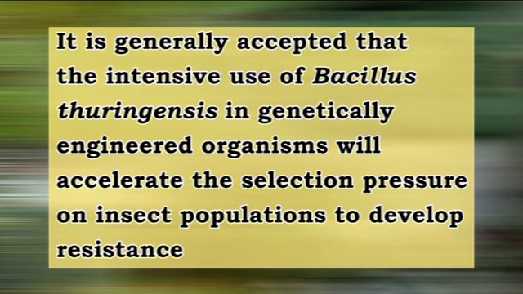It is generally accepted that the intensive use of Bacillus thuringiensis in genetically engineered organisms will accelerate the selection pressure on insect populations to develop resistance. In engineered plants that produce the Bacillus thuringiensis toxin throughout the life of the plant, insects will be exposed more frequently and for longer periods. This intensified selection pressure contrasts with conventional methods of delivering Bacillus thuringiensis, where the toxin is active for only a limited period after application.